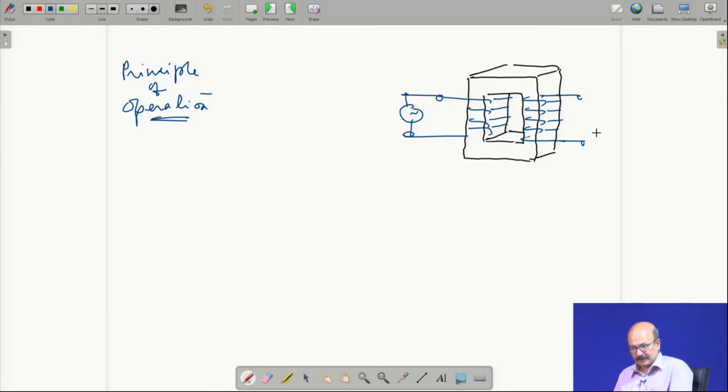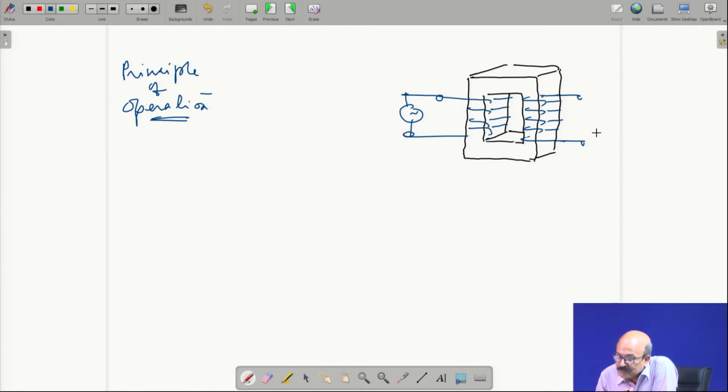Actually, you have the core and the winding wrapped into it, right? For the time being, we are thinking of a simple configuration: one winding on this side and one winding on the other side of the limb. This is never the case. We will come to that later. But well, to study the principle of operation, this is sufficient.